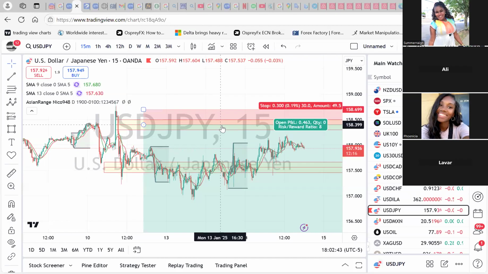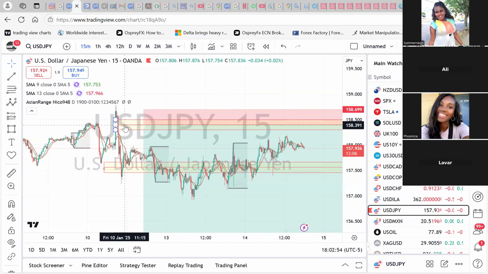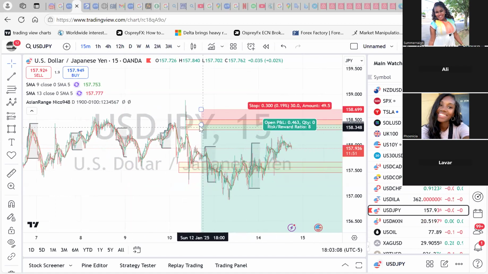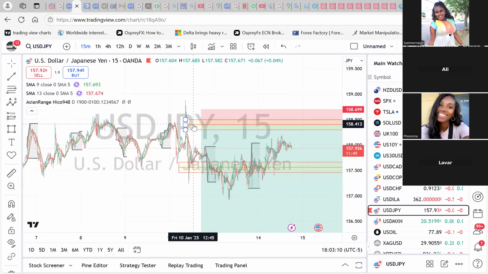What y'all have to do as traders is you have to be stingy with your money. If price does not come back to here, then you have to be the type of person to say, I'm not getting in the trade. I'm not taking the trade unless price hits my area. And if you do that, your account is going to last a lot longer.